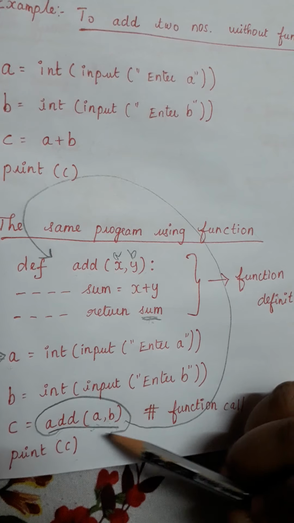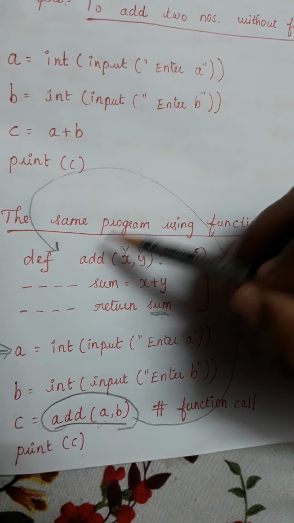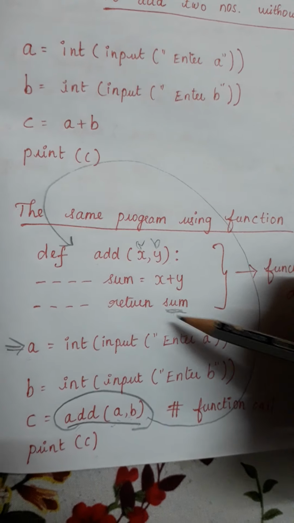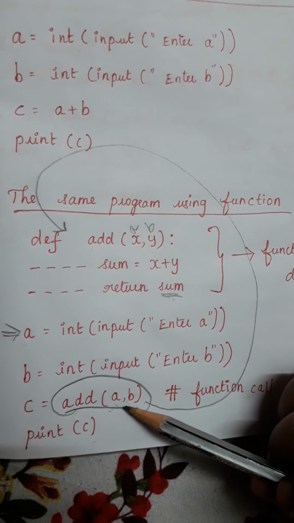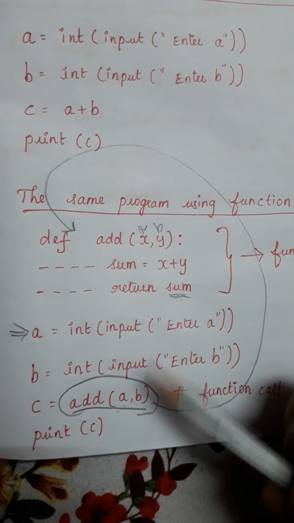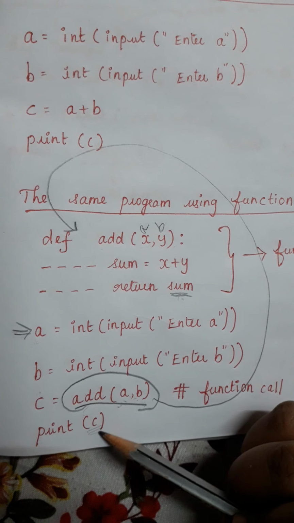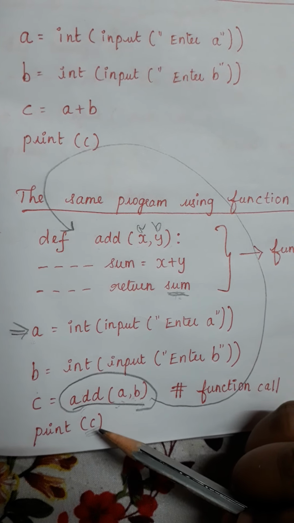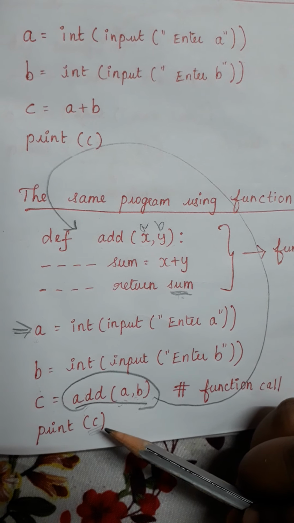So add of a comma b is a function. The function is called, it goes here, the addition process is over, and the sum is returned to the same place from where it was called. So the return value of the function add of a comma b is sum. That sum is getting stored in C, and then the value of C is printed. So this is the main idea of how to write a program using functions.